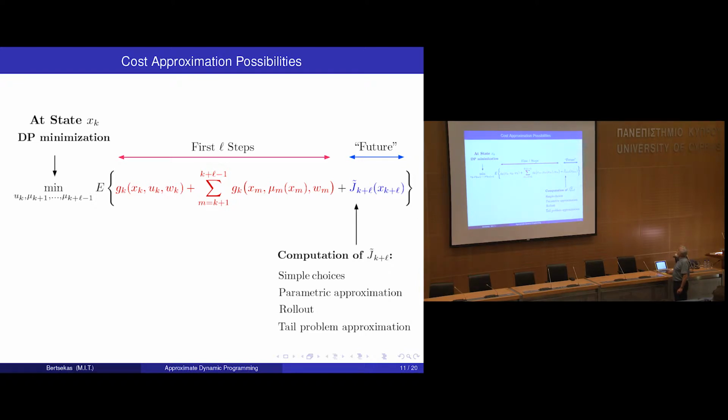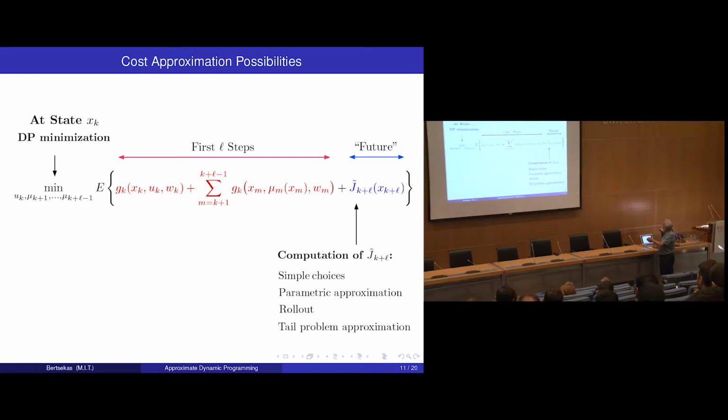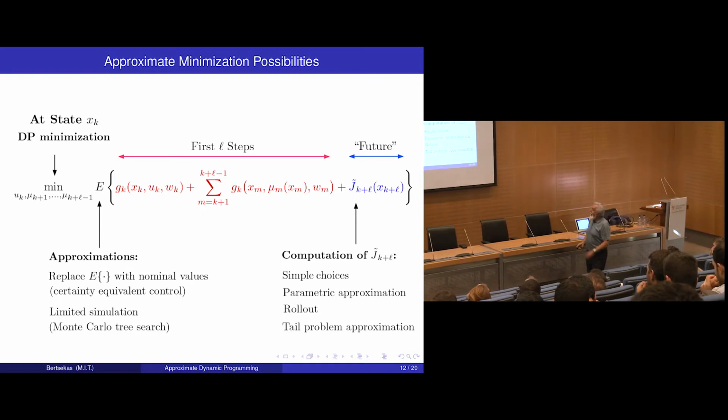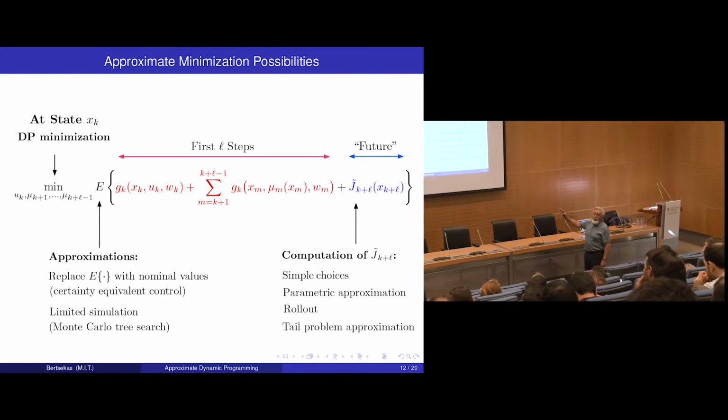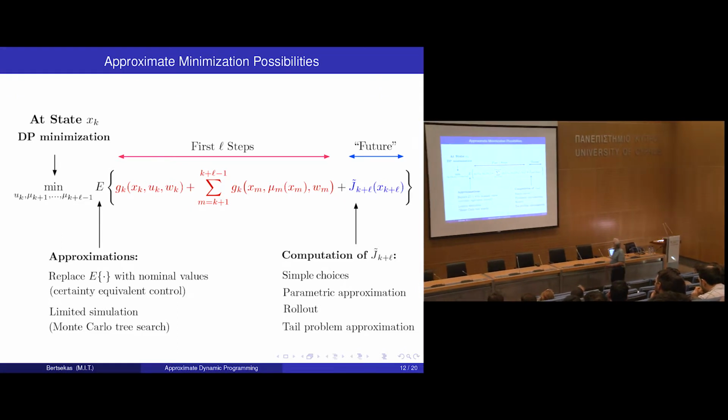The other possibility is parametric approximation, where this is chosen from some parametric class. Rollout, which I mentioned a little earlier, and tail problem approximation is still another approach. So there are these two issues, L-step look-ahead and the future, and the approaches for the future are what you see here. And now let's look at approximations in the look-ahead minimization.